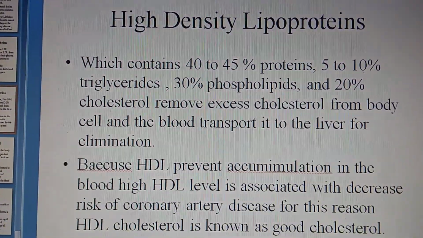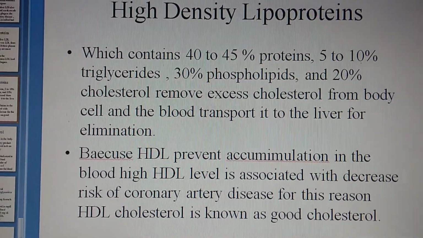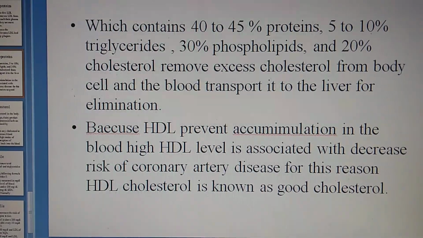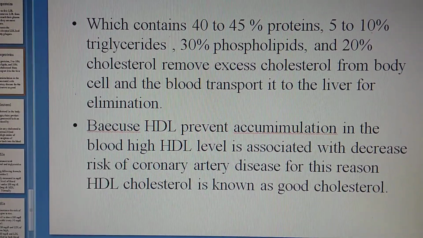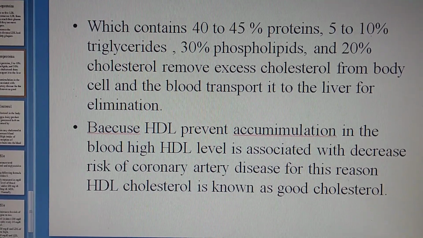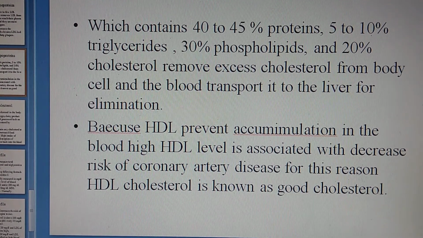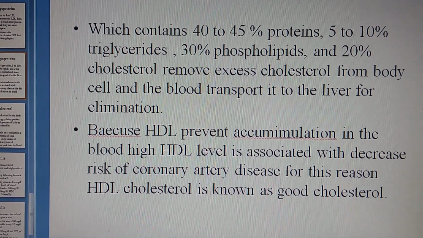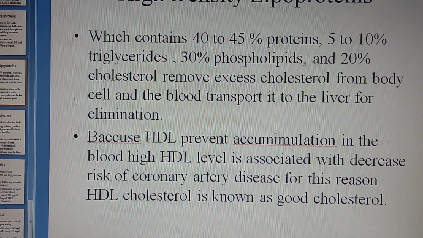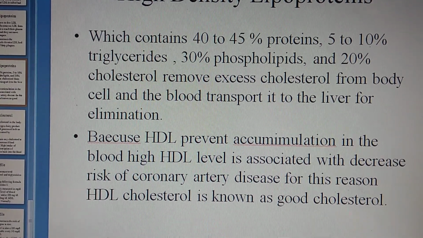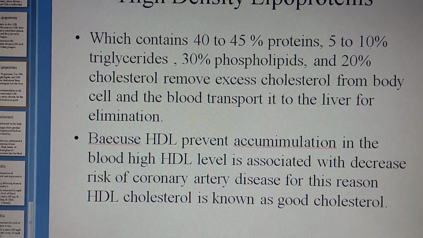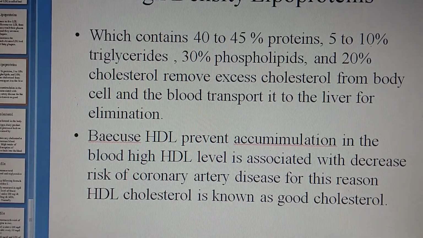Now, high density lipoprotein, that is HDL. HDL contains 40 to 45% proteins, 5 to 10% triglycerides, 30% phospholipids and 20% cholesterol. It removes excess cholesterol from the body cells and the blood and transports it to the liver for elimination. Because HDL prevents accumulation of cholesterol in the blood, a high HDL level is associated with decreased risk of coronary artery disease. For this reason, HDL cholesterol is known as good cholesterol.